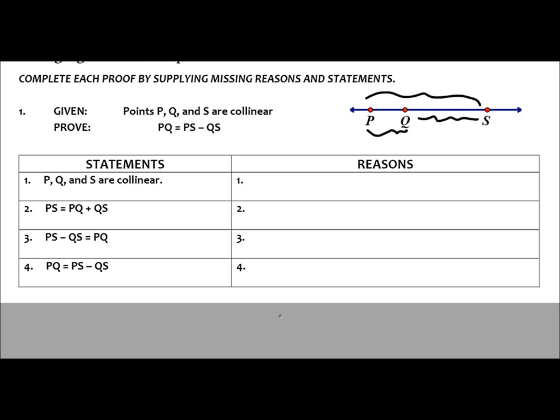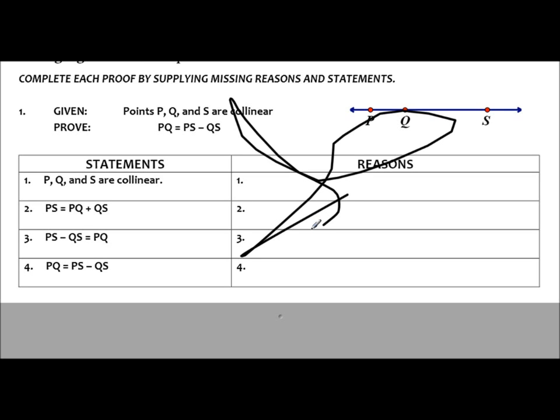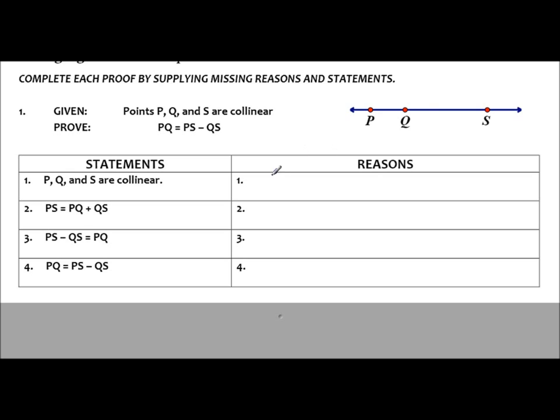So, starting with our proof, when you're putting a reason in, all you're doing is basically saying why you're allowed to do that. So you're going to be using a lot of definitions. The first one, P, Q, and S are collinear. Well, that was given to us. That's right here. So that's always going to be our given.